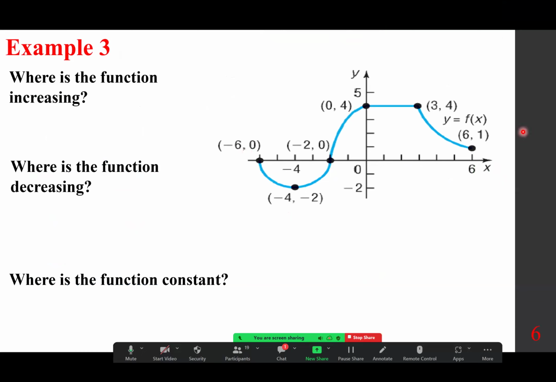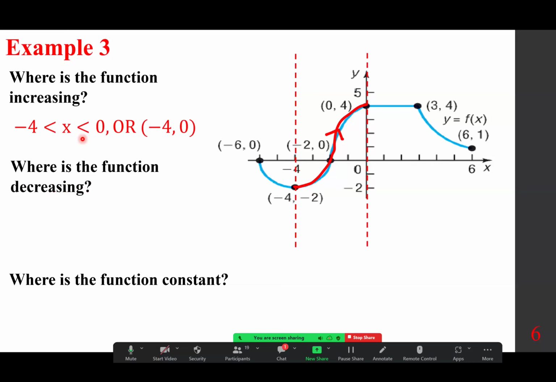Here's the function given. Where is the function increasing? We should clearly see the function is increasing here, so the x coordinates from -4 to 0. You can say x is between -4 and 0, or in interval format. What's important at the endpoints, namely -4 and 0, is that we can't include those because we don't know what's happening.